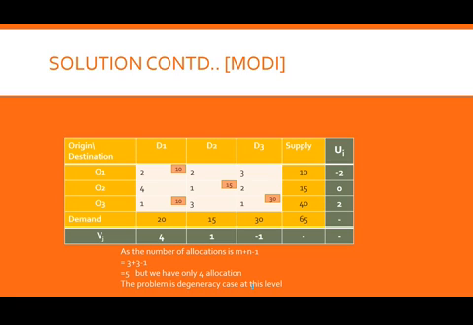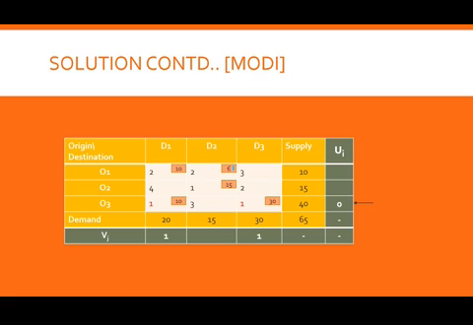Where should I make it? Out of the non-occupied cells. Non-occupied cells are 2, 3, 4, 2 and 3. Out of all this, which is the minimum cost? 2. So I am supposed to make an epsilon allocation at this place. At 1 comma 2, which has a minimum cost of 2, I need to make an allocation of epsilon. See, I make an allocation of epsilon here.